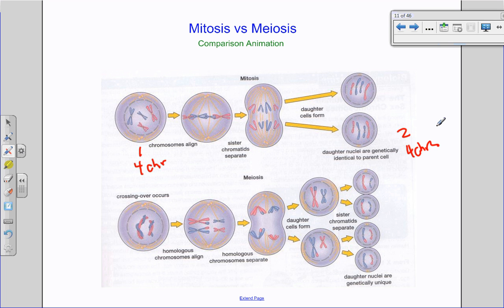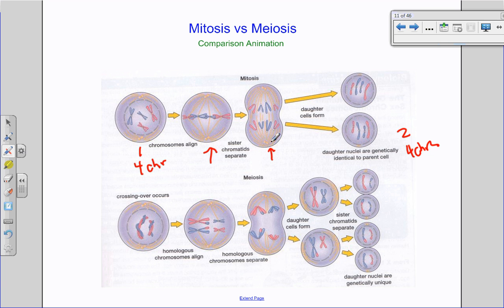If you were to look at metaphase for mitosis, all 4 of the chromosomes are lined up along the equator, and they will be split at the centromere. So the sister chromatids are pulled apart.